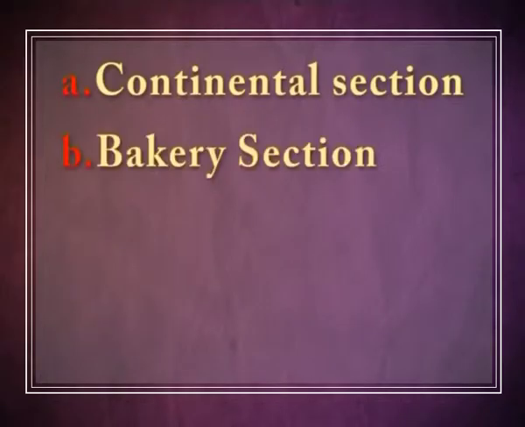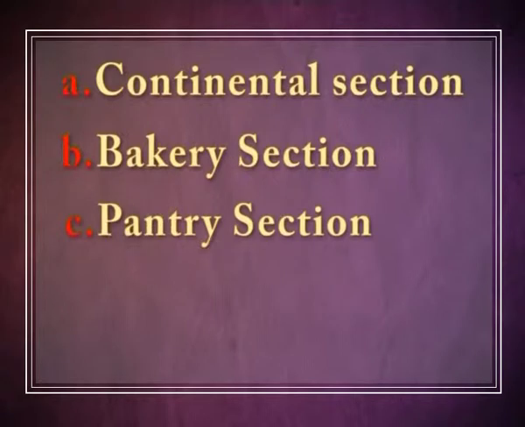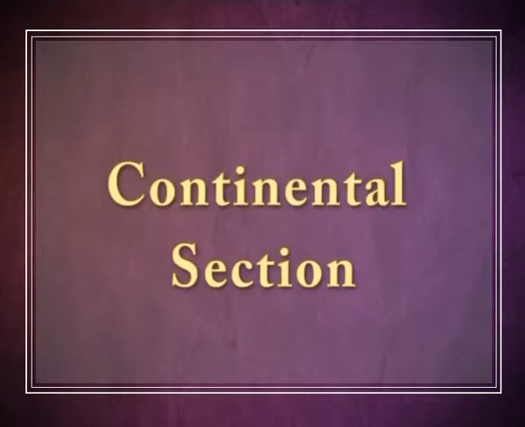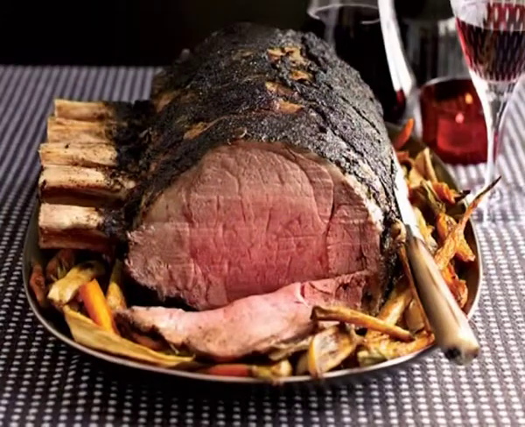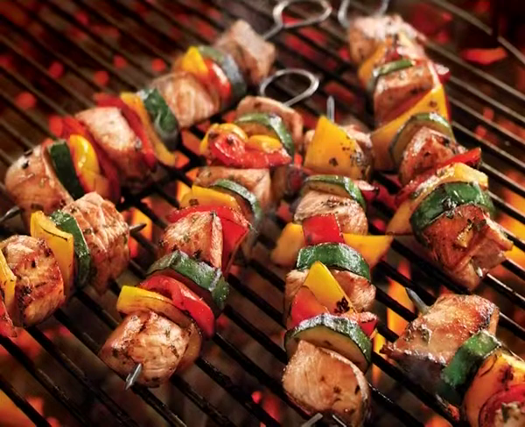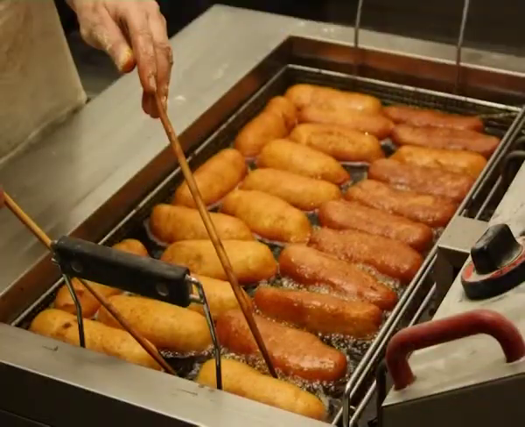The kitchen is divided into the following sections: continental section, bakery section, pantry section, butchery section and Indian section. Continental section. This section is responsible for the preparation of soups, roast dishes of meat, poultry and grilled dishes of meat, chicken and deep frying of items.